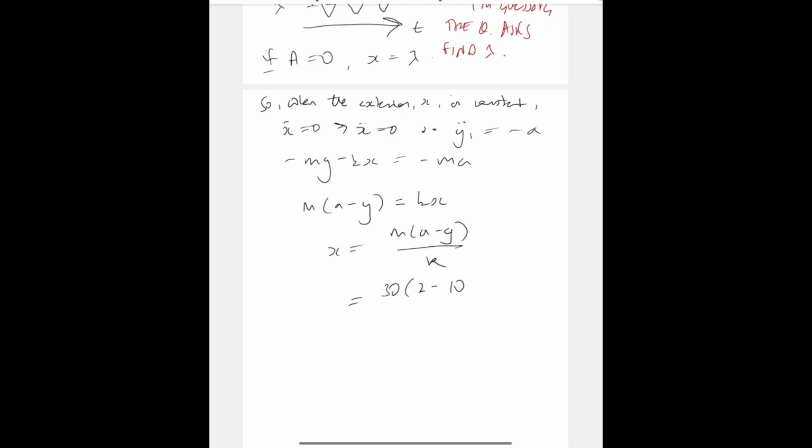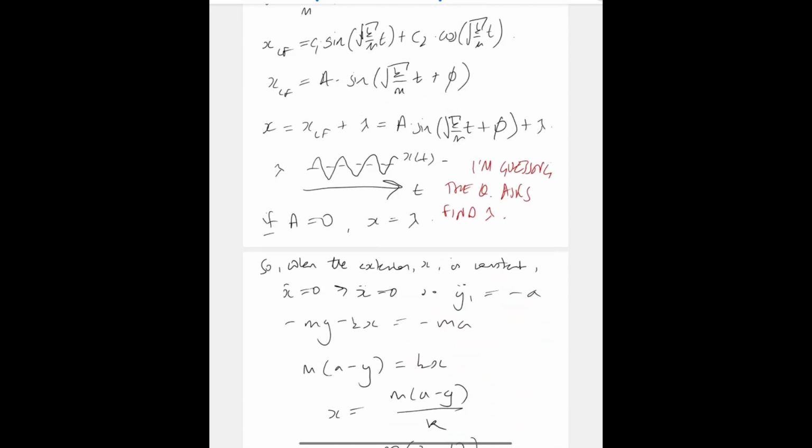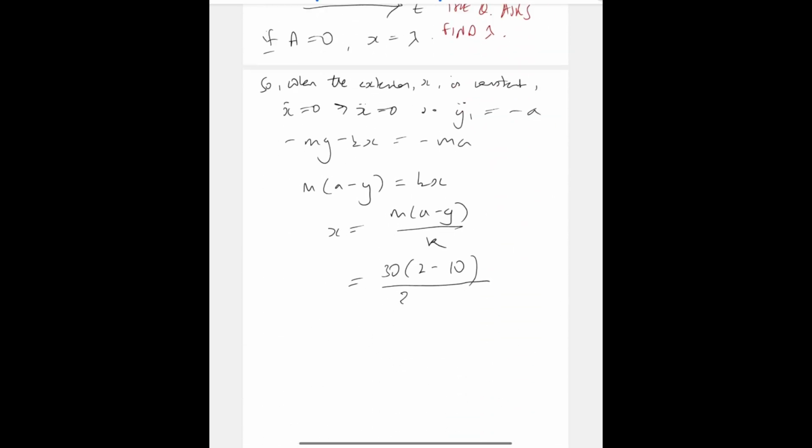32 minus 10. So anyways, I know everything is in standard units. That's kilograms. Yeah, everything's in standard units. And k is, what is it? 3 times 10 to the 3 meters per meters. So because everything's in standard units, so is x. X is also going to be standard units.